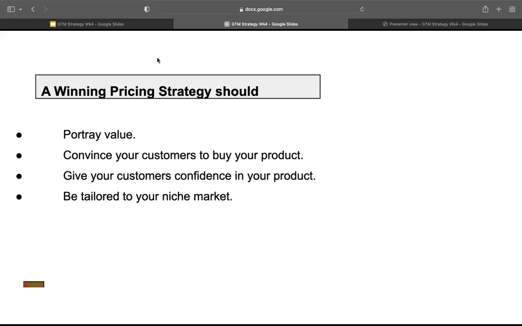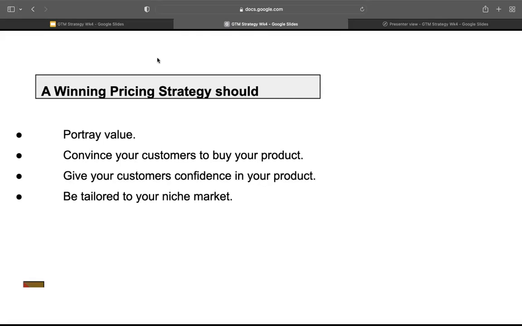Yes, thank you. So a winning pricing strategy should portray value. It should convince your customers to buy your product. It should give your customers confidence in your product, and it should be tailored to your niche market. Remember I said yesterday and on the first day that if your product is not giving me any value, I am not going to use it. I'm not even going to pay for it, not to talk of using it. Maybe you are my friend and a product manager and you beg me to download your product, that's the only time you will see it on my phone. If it is not giving me any value, why am I wasting my phone storage?